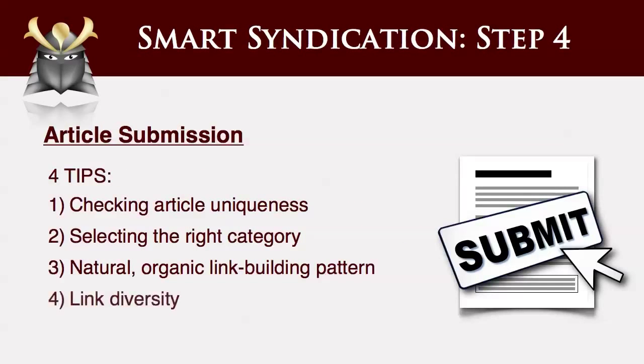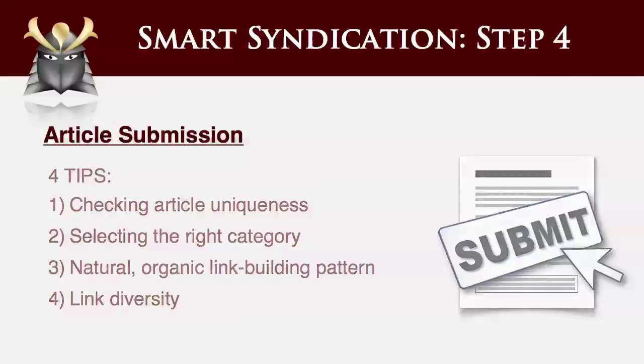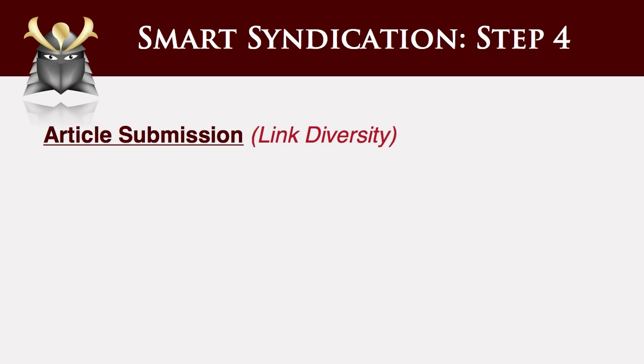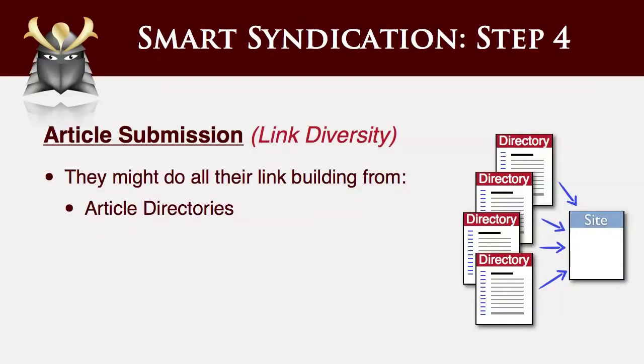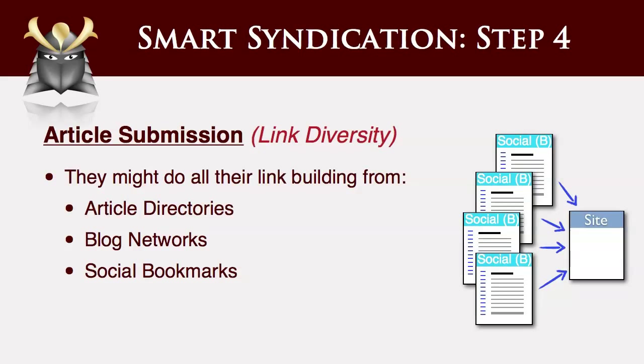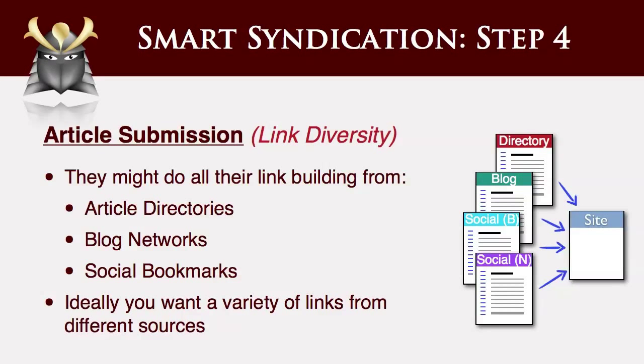Okay, now here's another important tip about the submission process that we gleaned from the SEO pros. Most people only use one or two different link building techniques. For example, they might do all their link building using article directories, or only use blog networks, or only use social bookmarks. Once again, this looks suspicious and can get your site penalized or banned from the search engines. So you don't want all your links coming from the same type of website. Ideally, you want a wide variety of links from different sources, including article directories, and blogs, and social bookmarks, and social networking links. This is called link diversity.